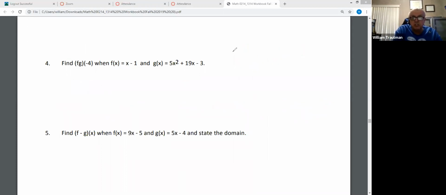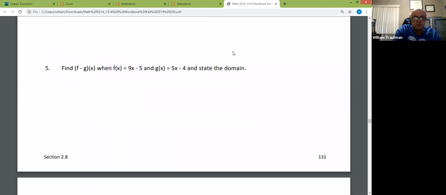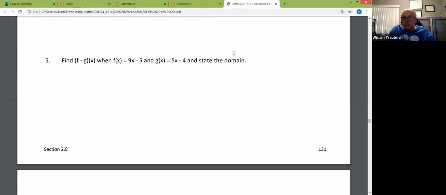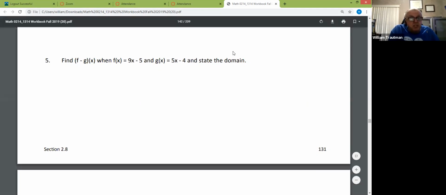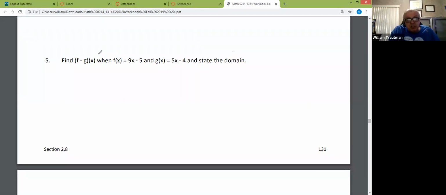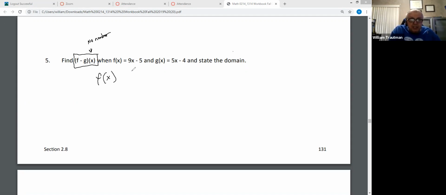All right. Question 5. Now, this is a little different than all the rest, but it's really similar. It says find this, but there's no number. We don't have a number in there. So we're finding f when we don't put anything in it, and then we're going to subtract g when we don't put anything in it. F is 9x minus 5, subtract. G is 5x minus 4.